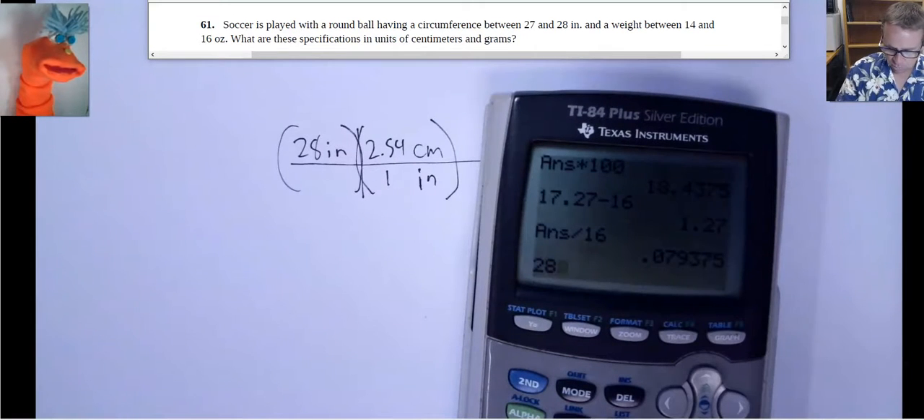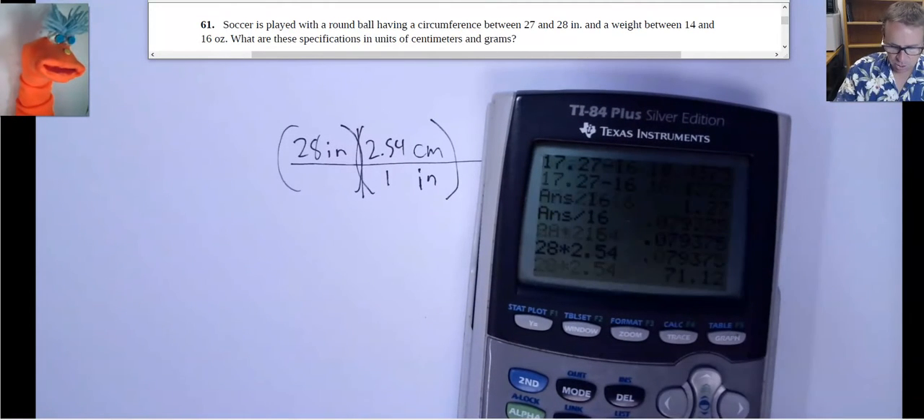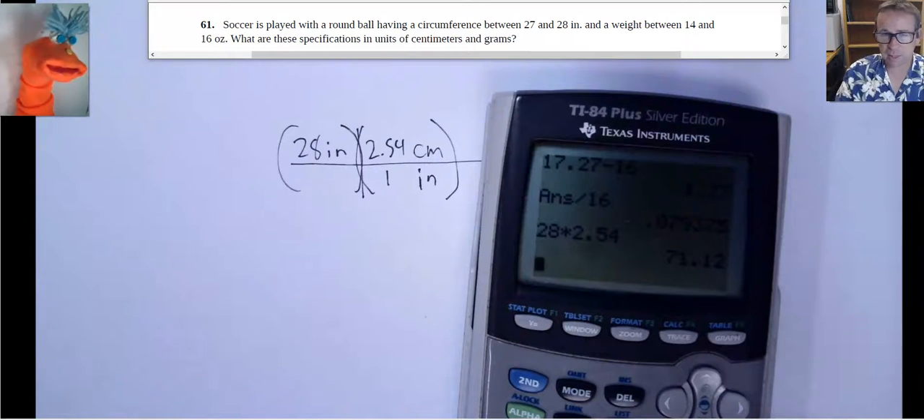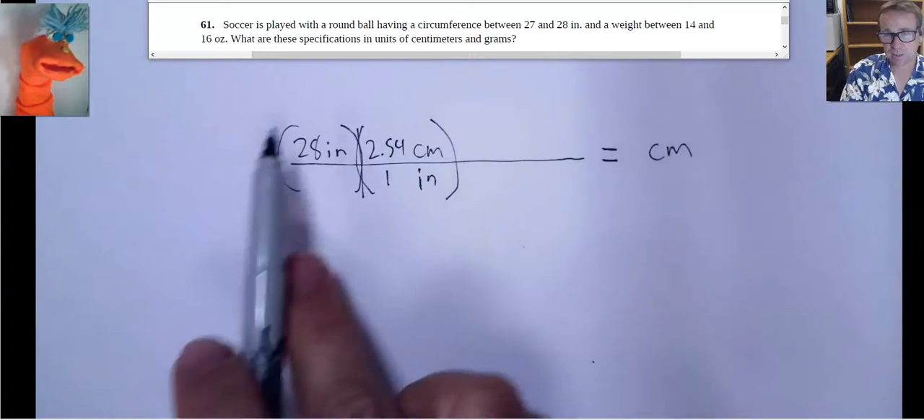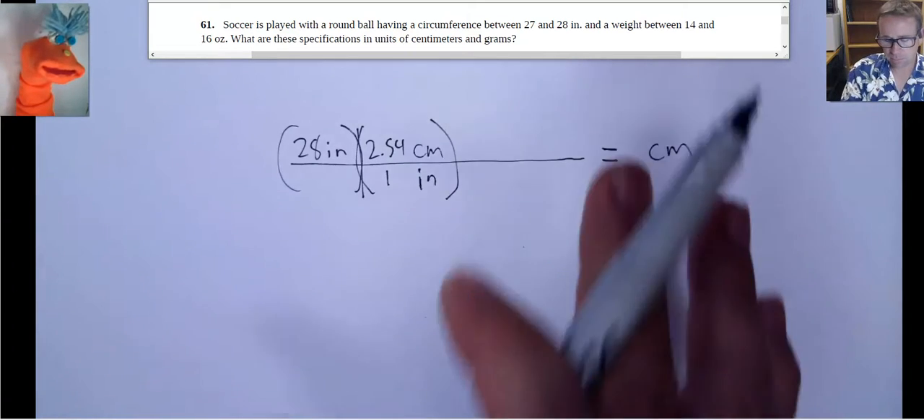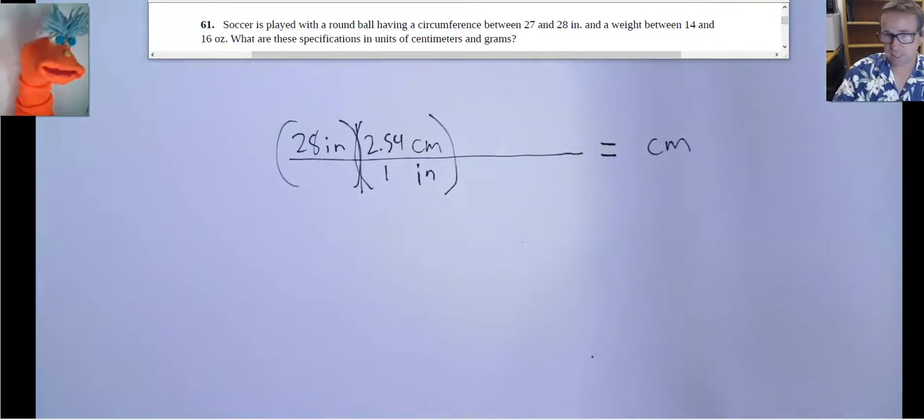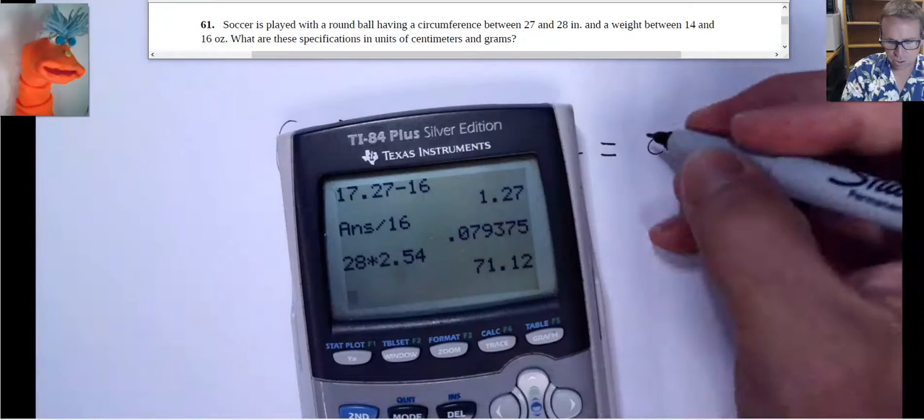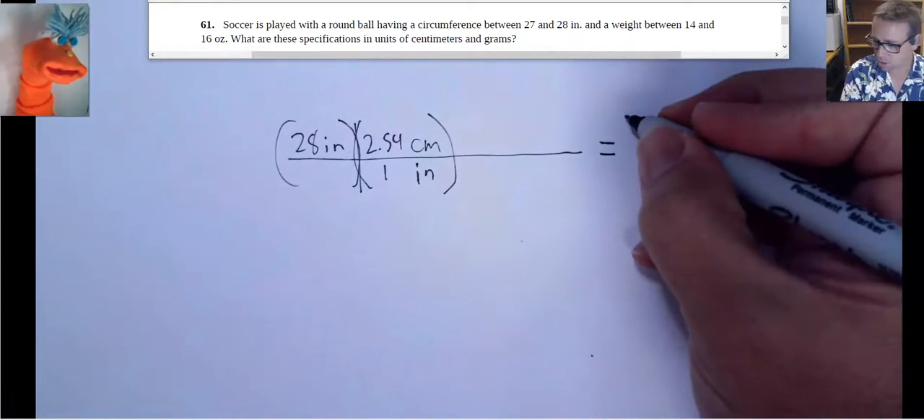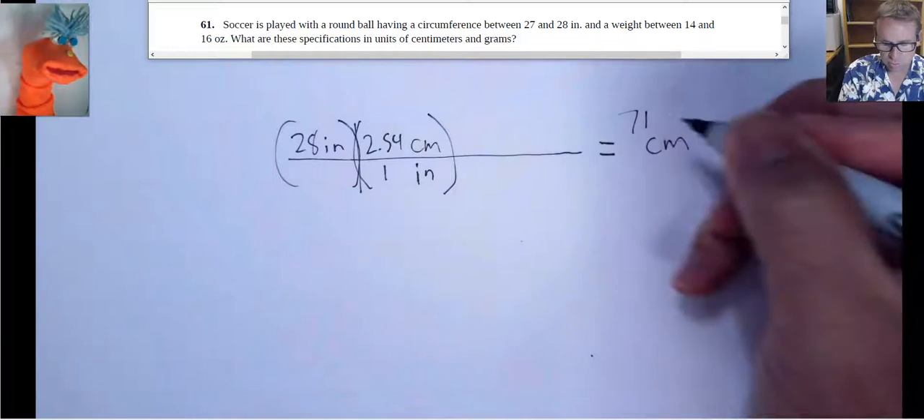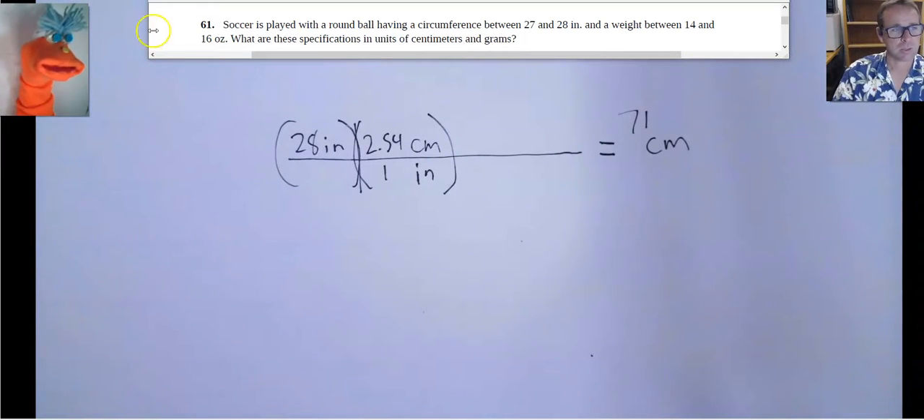Now, most of you are at a point where you would say, duh, I already knew that. I'm just going to multiply it by that and just move on. But that's not a good idea, because you need to learn how to practice this dimensional analysis setup. Okay, so our answer, 71.12. We only have two significant figures, though, so our answer is going to be 71 centimeters.